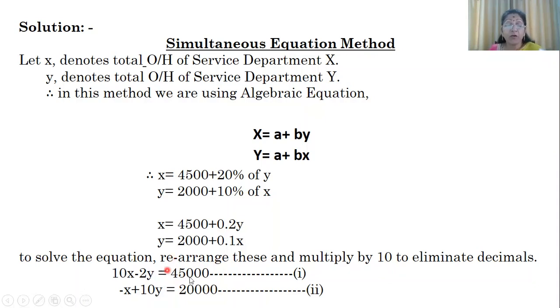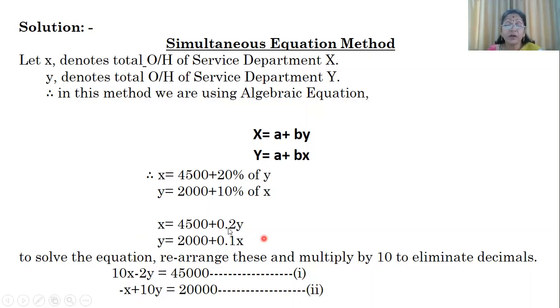The x and y, we have to go to the left side. Then the amount should become this side. Okay, these are the 10x minus 2y. If you move this 2y from here to after the equal sign, we'll put minus. This is also minus. Why? Because after moving to the equal side, it will get minus.